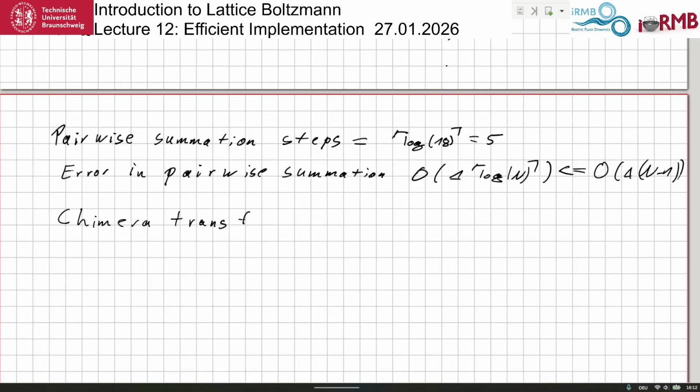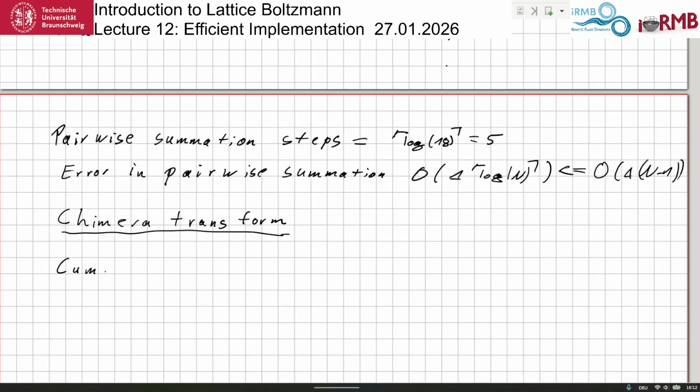Okay, something else. So second example, how we get, first of all, faster. Sometimes you get something that has low round-off errors and is faster, because you reduce the number of computations. And one such thing is the chimera transform.